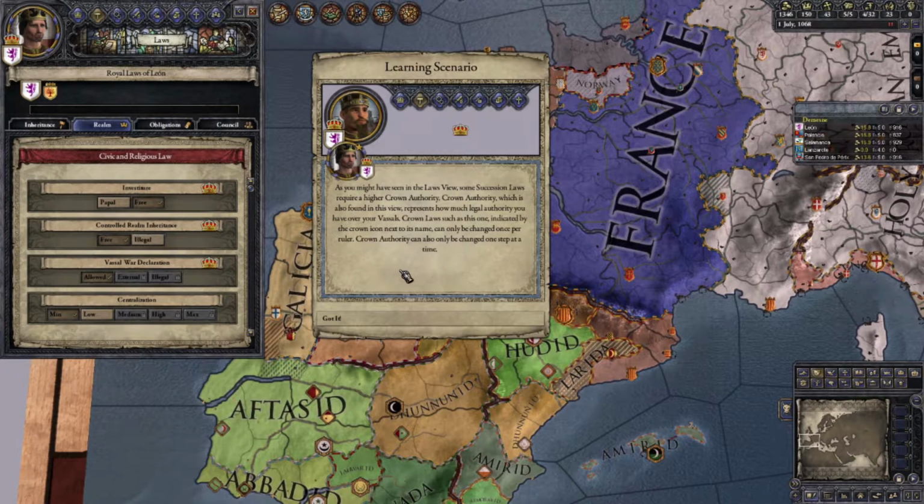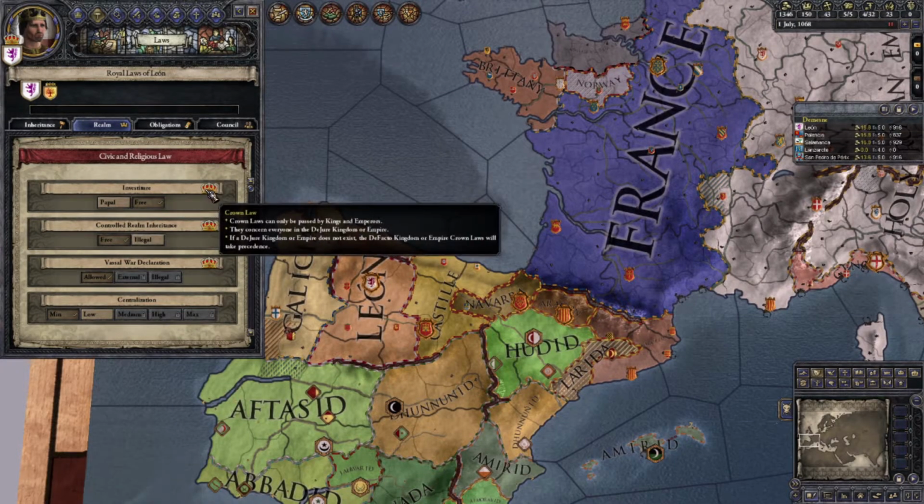Can only be changed once per ruler. Alright. Crown laws such as investiture, controlled realm inheritance, vassal war declaration, and so many more that we'll get into in a moment, can only be changed once per ruler. Crown authority can also be changed one step at a time. Alright. Got it.